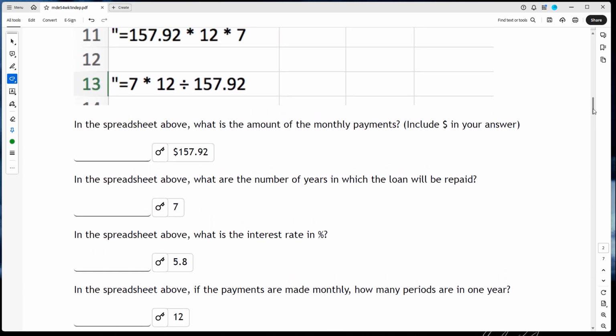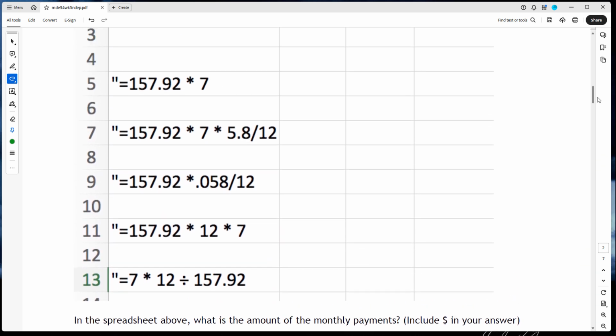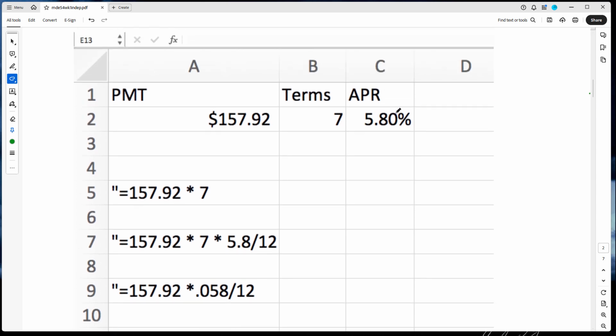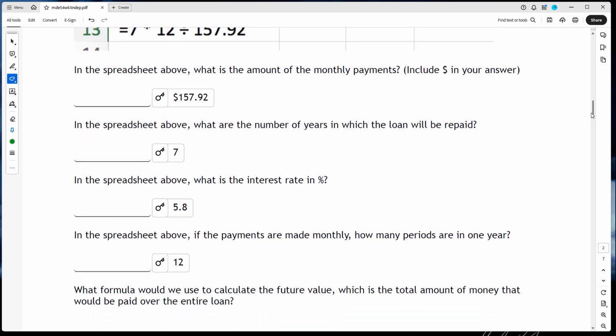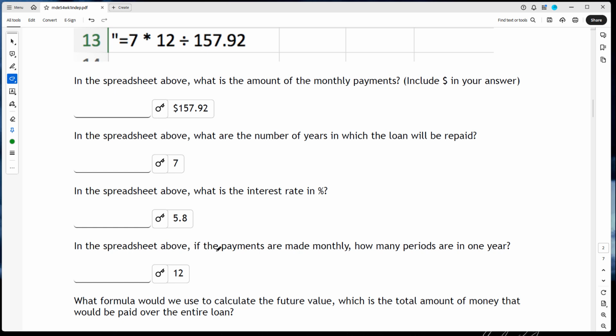7. And what is the interest rate in percent? The interest rate here is 5.8%. In terms of percent, it would be 5.8. In the spreadsheet above, if the payments are made monthly, how many periods in the year? 12, because it's 12 months in a year.